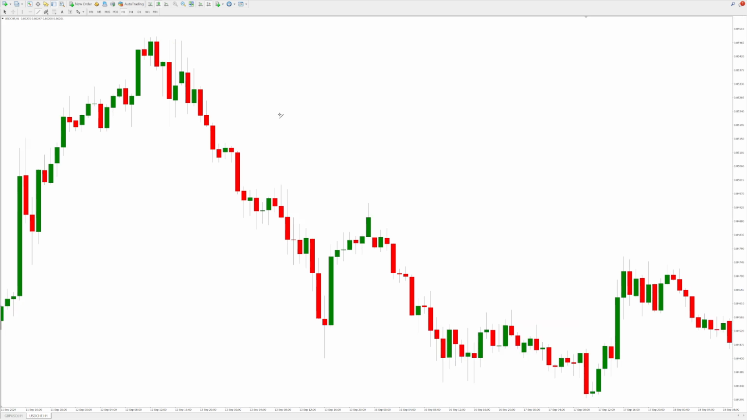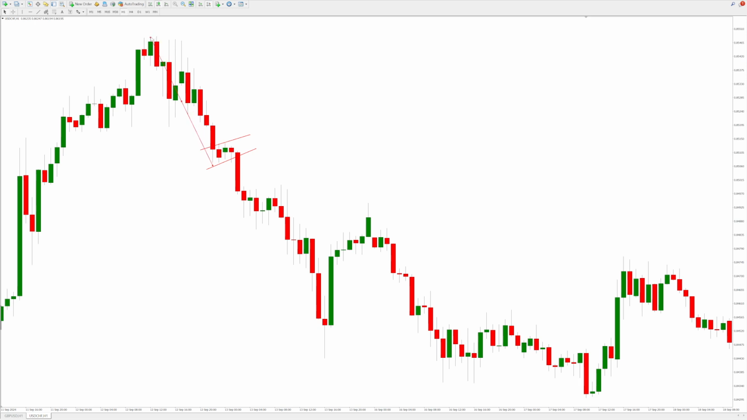So first thing we want to do is look for a trend. Here we have a downtrend. And what we're going to do is look for an entry into this downtrend by a flag pattern. So there is one here which is perhaps too early. Simple as that. A flag.